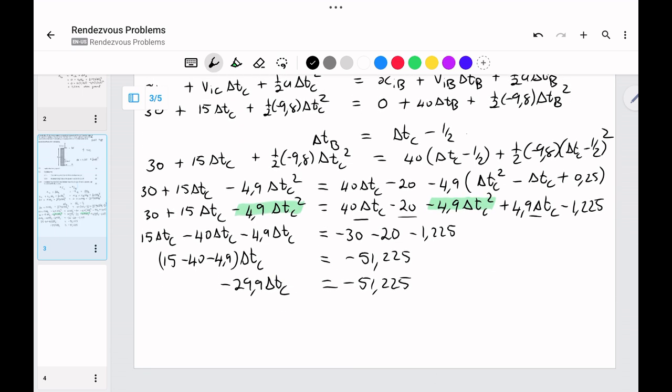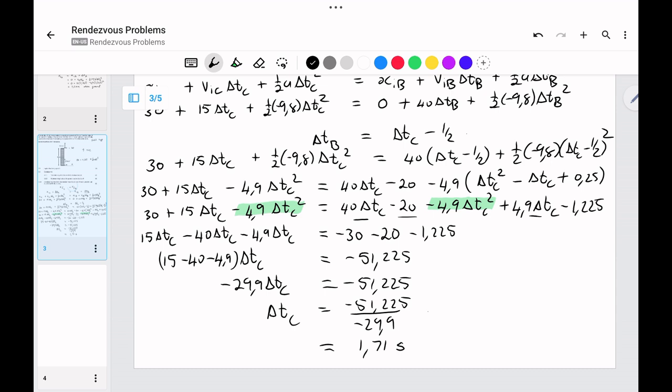Almost done. So delta TC is minus 51.225 over minus 29.9, which is going to give me, I'm going to my calculator. I get 1.71 seconds.